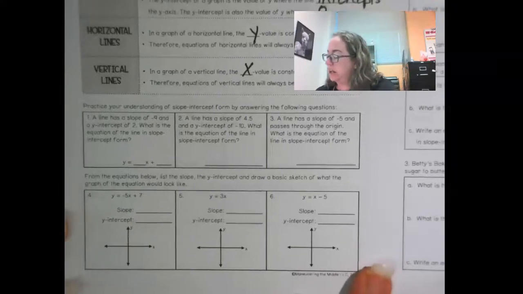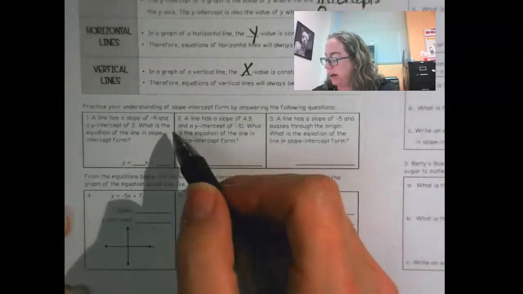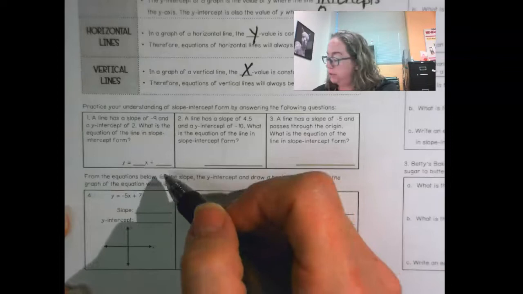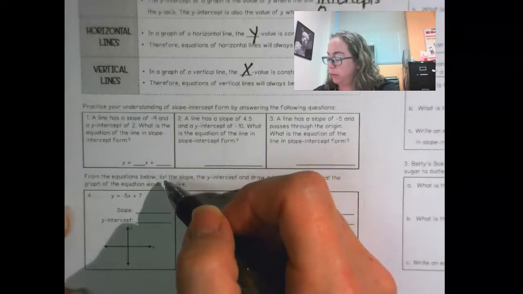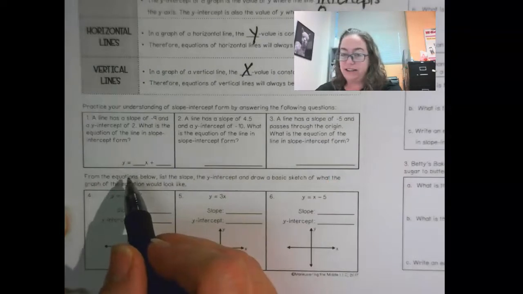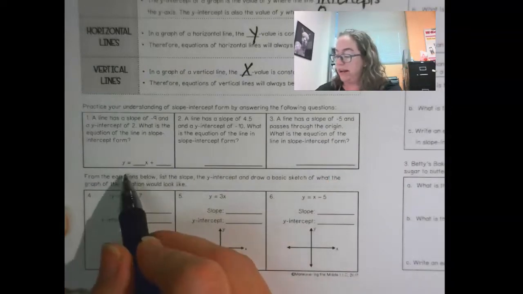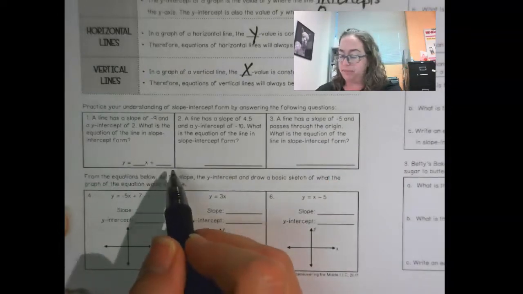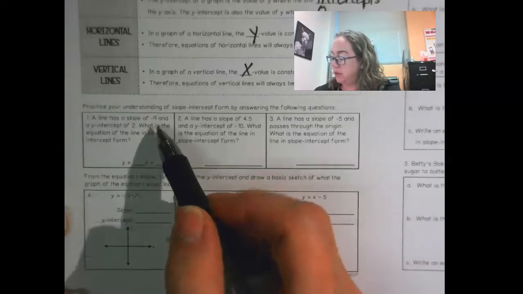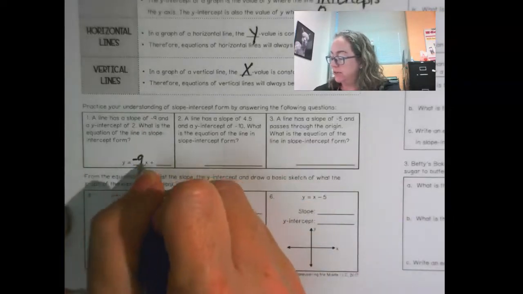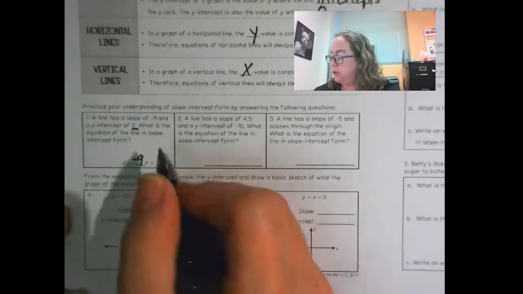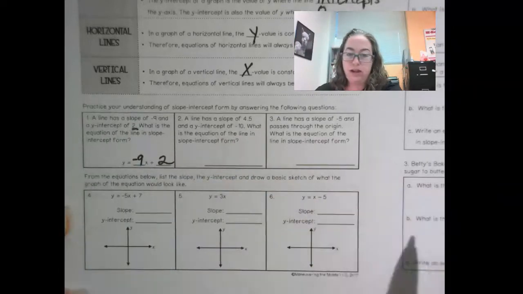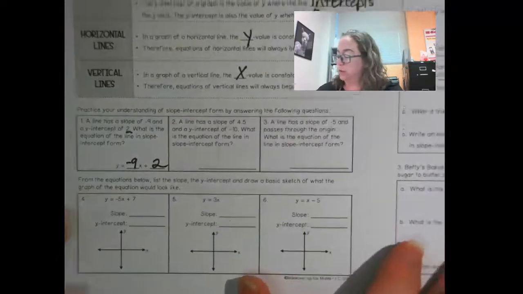All right, a line has a slope of -9 and a y-intercept of 2. What is the equation of the line in slope-intercept form? They've already written it just like I told you to start. Y equals something x plus something. Well, right here they gave us the slope was -9, so y equals -9x plus a y-intercept of 2, so plus 2. That's all you're doing in this first one.